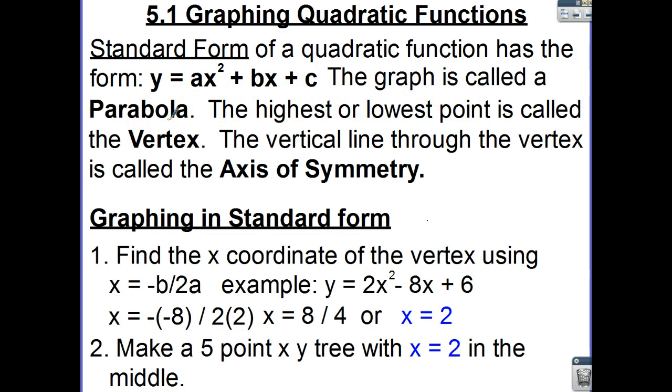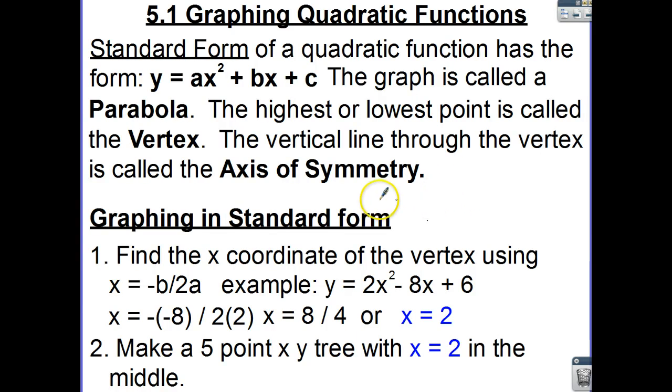It's a curve. The highest or lowest point is called the vertex. And the vertical line through the vertex is called the axis of symmetry. We know the axis of symmetry is a line that you can fold the graph on, and the left and the right hand side would match.